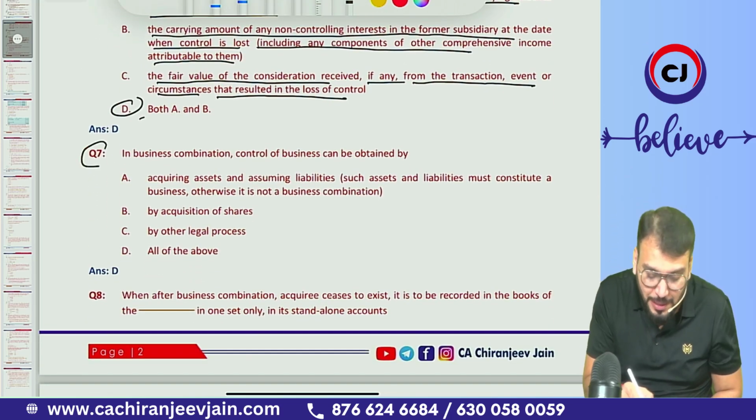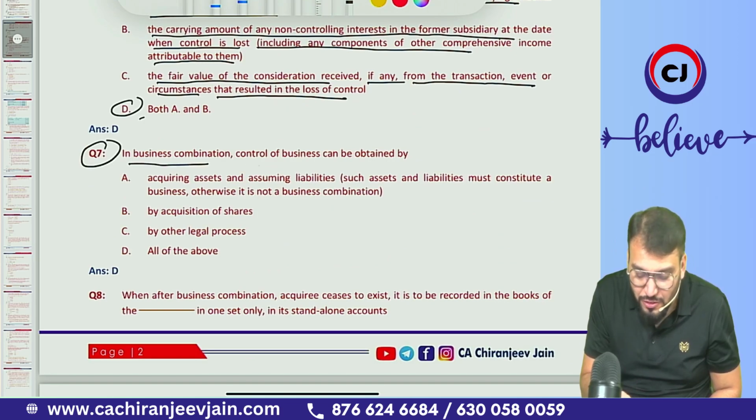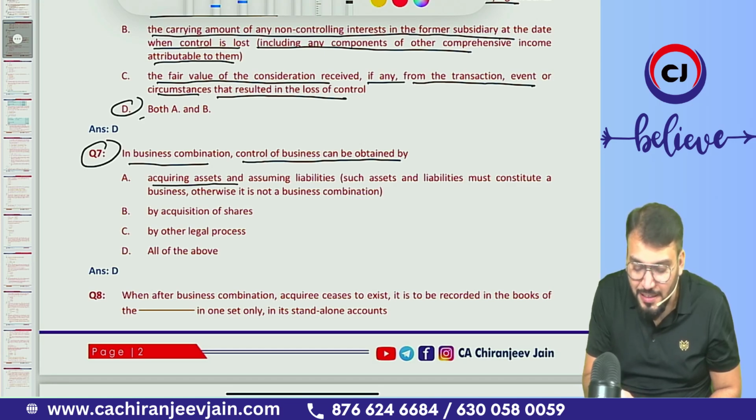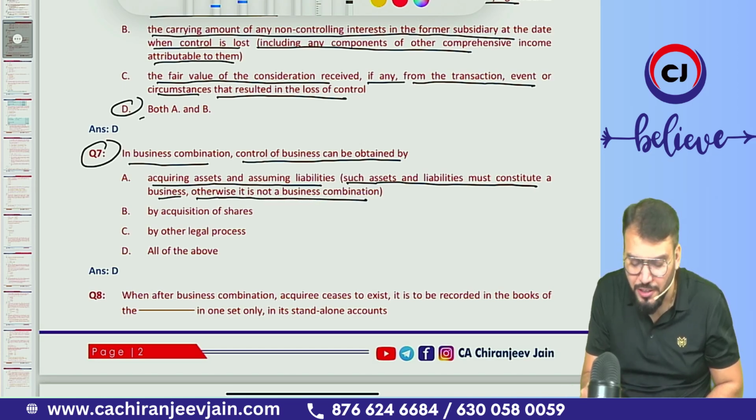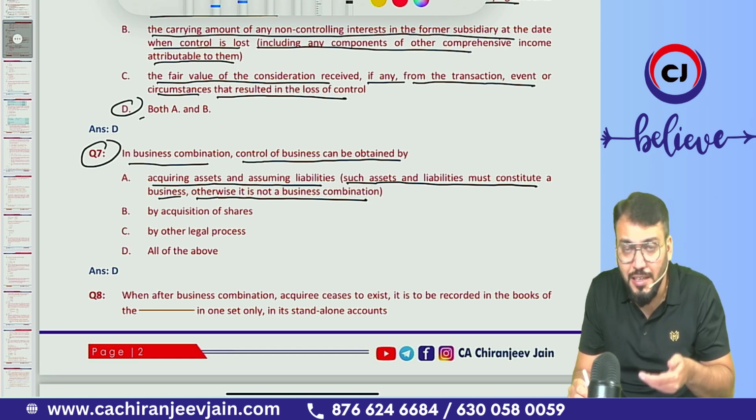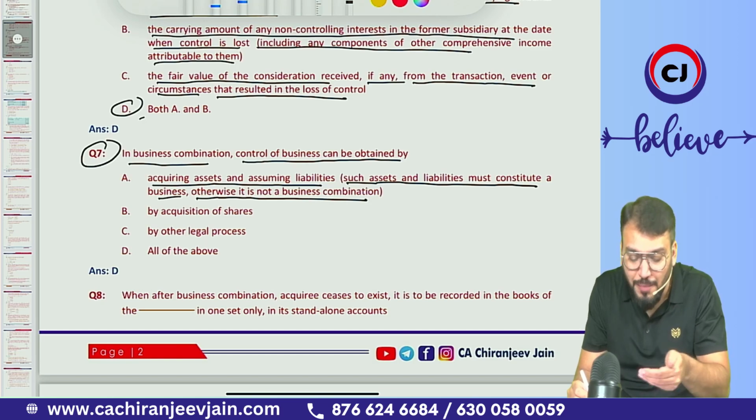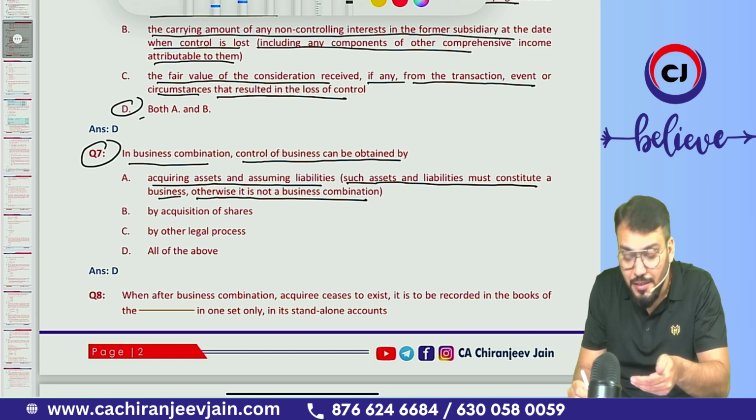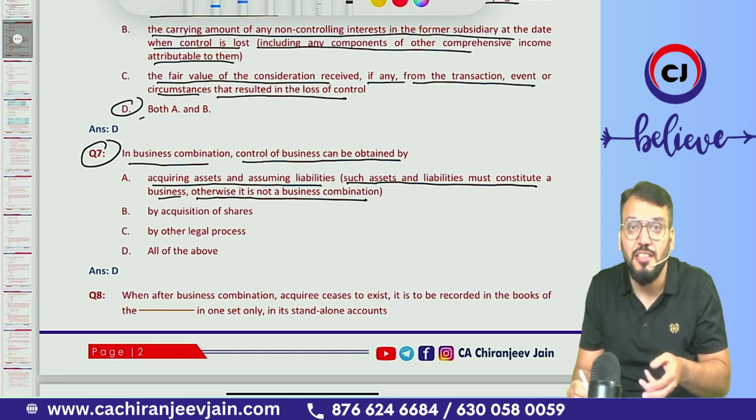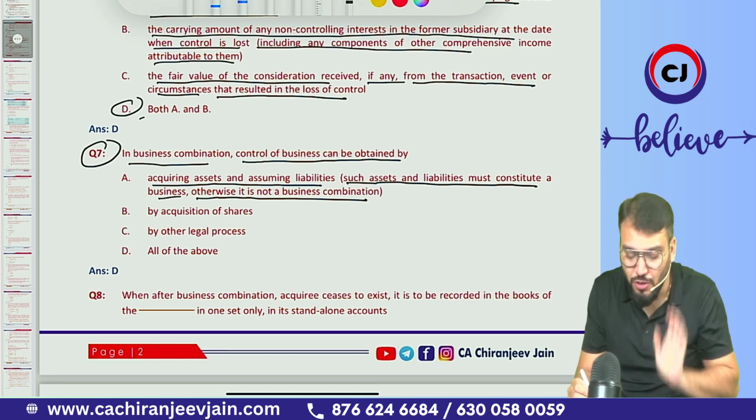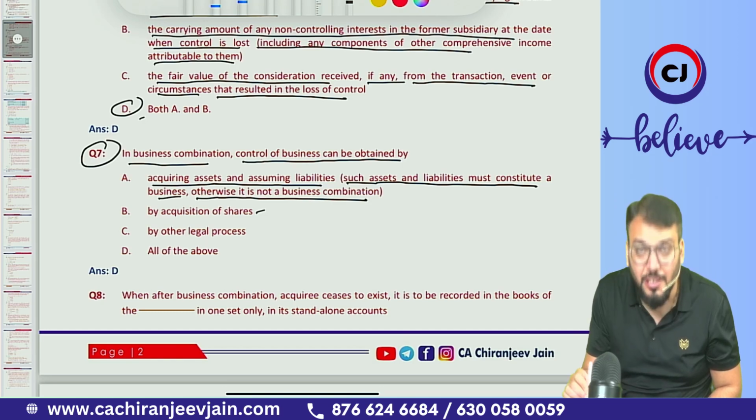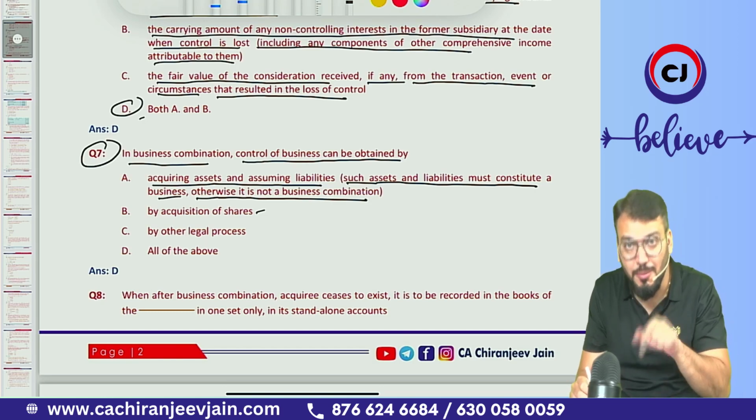Coming to question number 7. In business combination, control of a business can be obtained by acquiring assets and assuming liabilities. Such assets and liabilities must constitute a business, otherwise it is not a business combination. So option number A is correct. We can do business combination, means control can be acquired by acquiring assets and liabilities which constitute a business. Then of course it is a business combination. By acquiring shares, this is also correct. Option number A is also correct. Option number B is also correct.